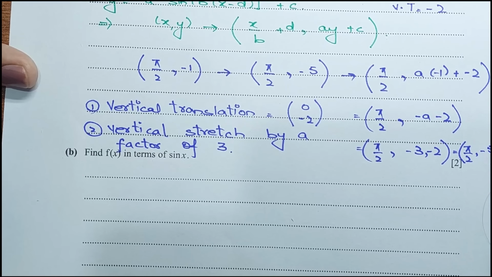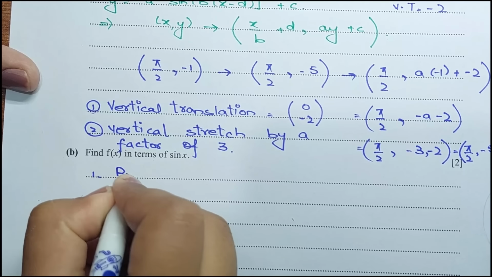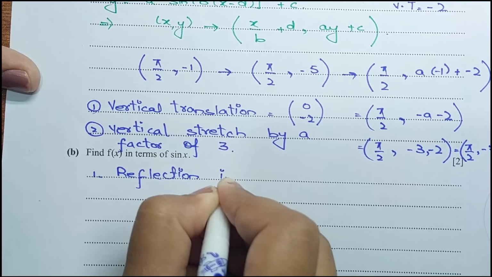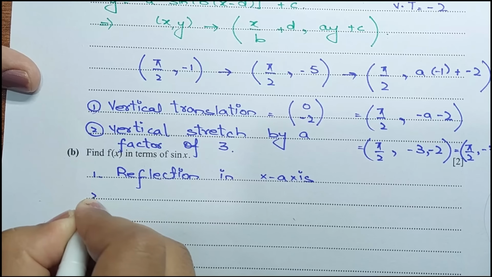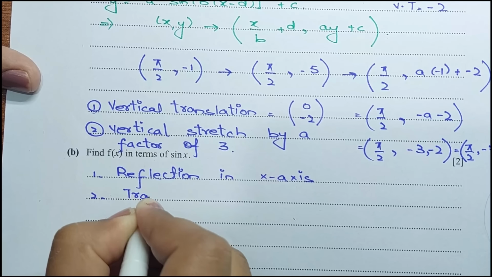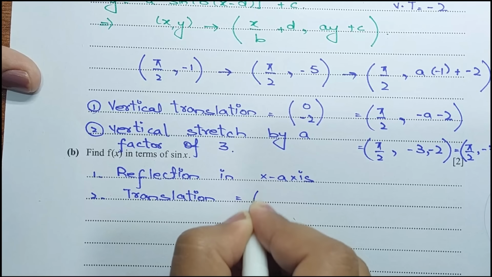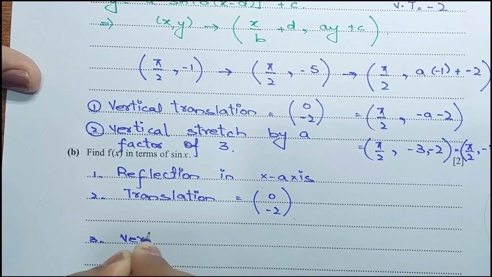Now for part B, find f of x in terms of sine x. What is f of x? We have 3 transformations applied on f of x. The first is a reflection in the x-axis. The second transformation is a translation of 0 and negative 2, and the third is a vertical stretch.